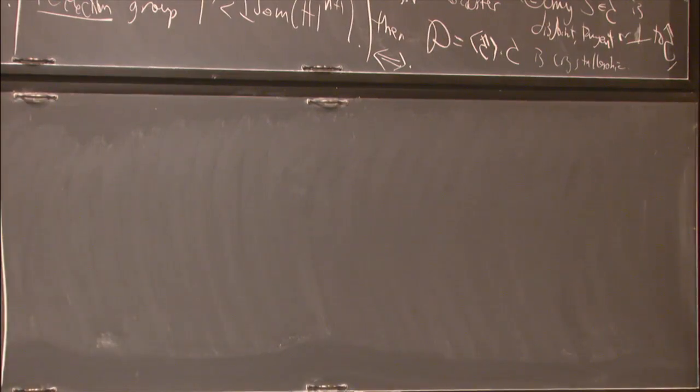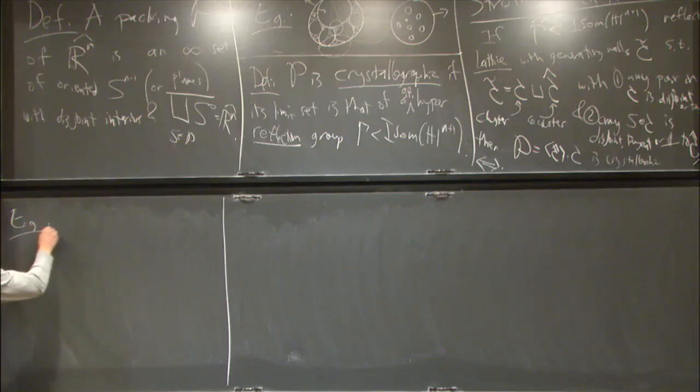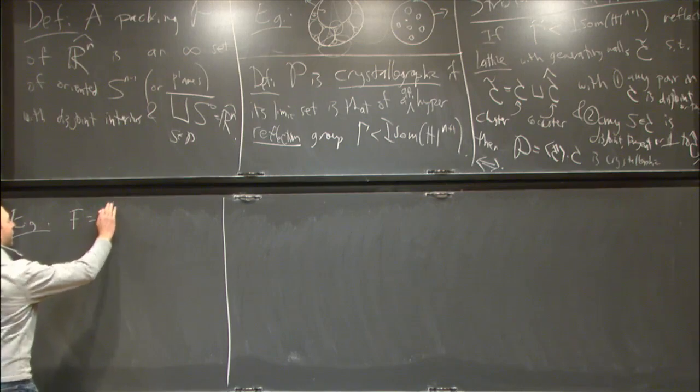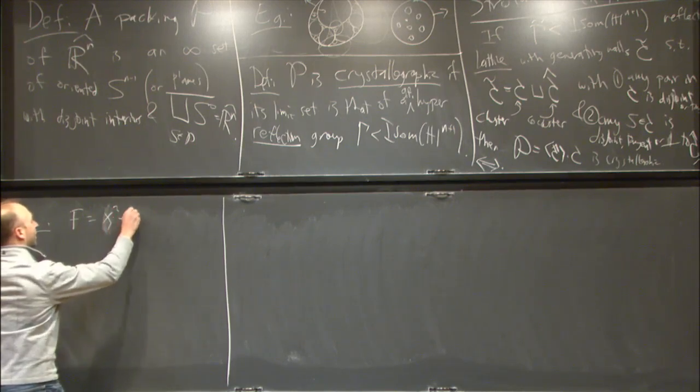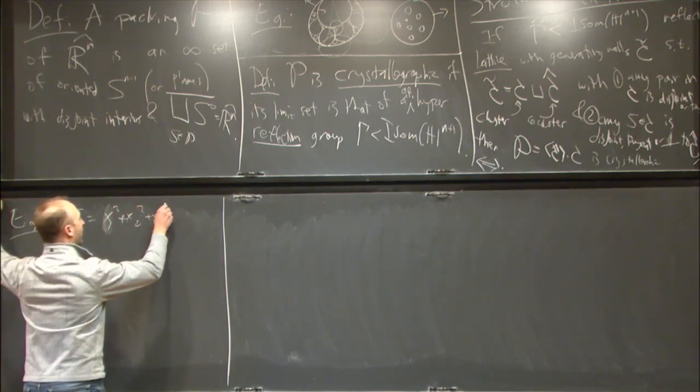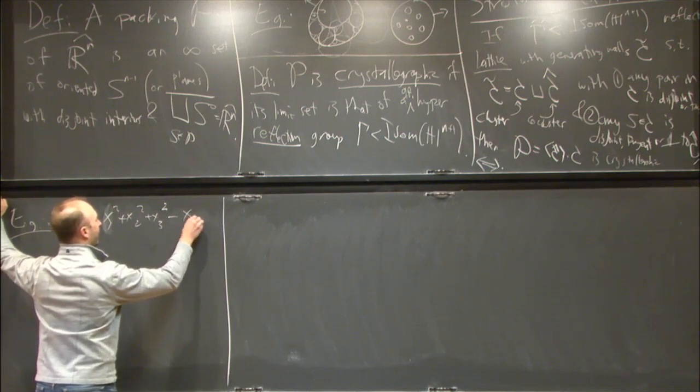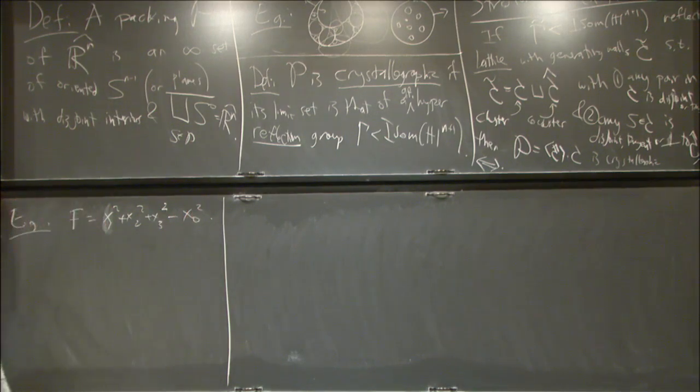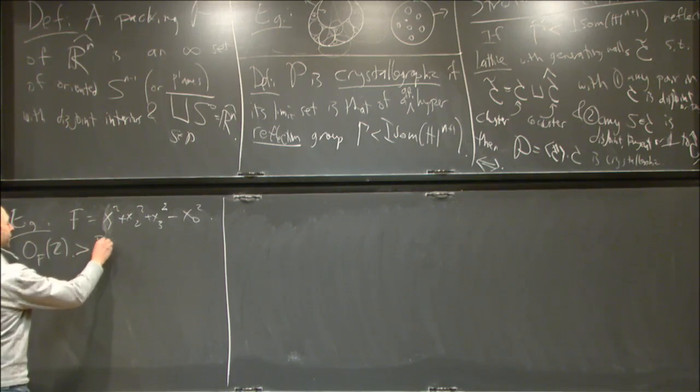So here's an example. Let me take the quadratic form sum of 3 squares minus 1 times the sum of a fourth square. So this is the Lorentzian form of signature 3,1. The integer orthogonal group is reflective. And so this has a reflective subgroup.